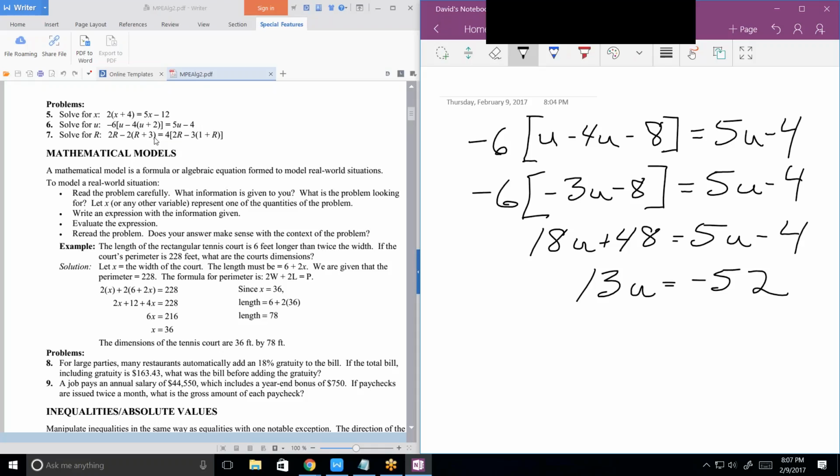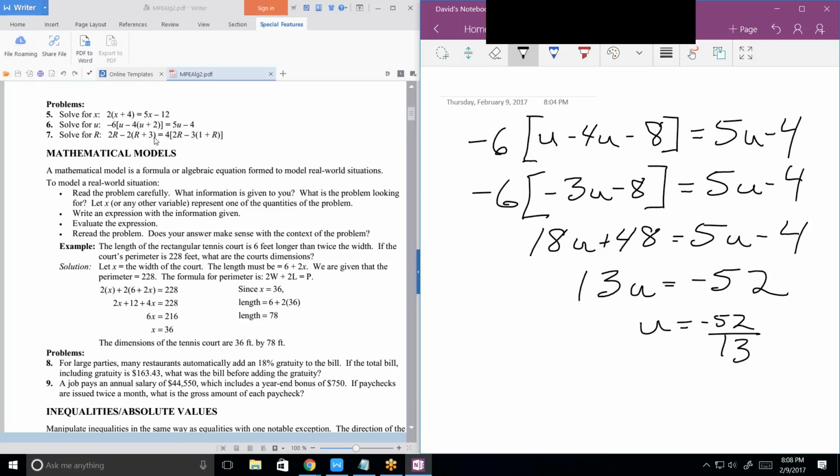But what I usually do is the only sign I'm really going to worry about is the coefficient of the variable. So I focus on making that positive. So I would always do exactly what you did here, which is move the variable to the left, which means you're always going to move the other one to the right. And what's the next line? U equals negative 52 over 13.